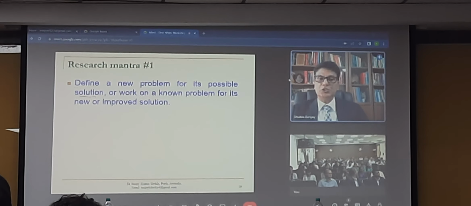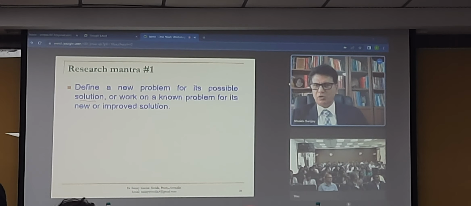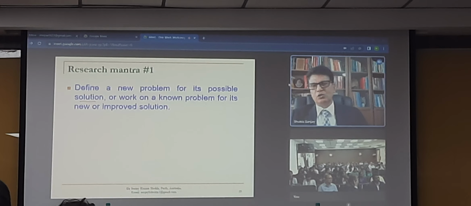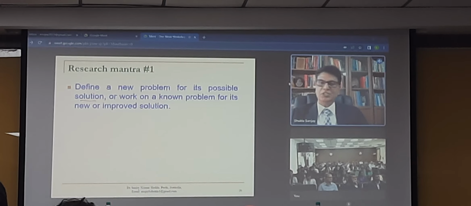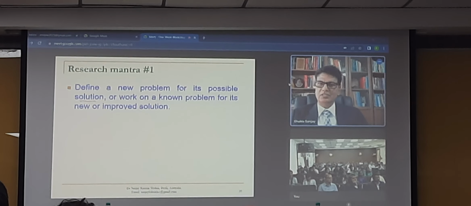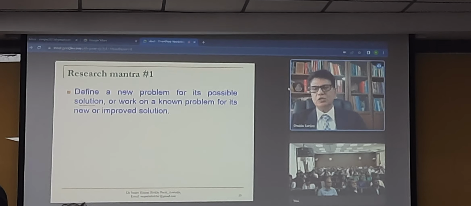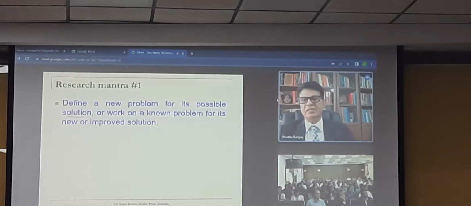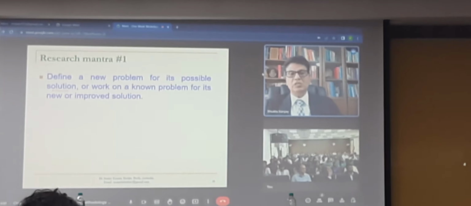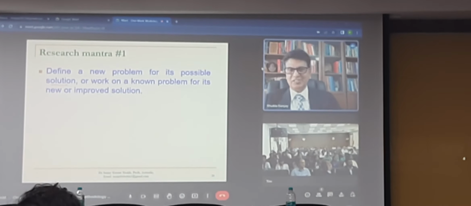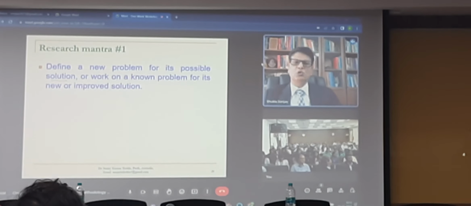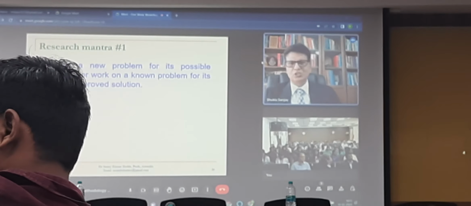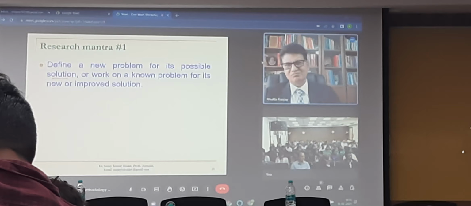So you have to focus on a known problem better. The problem is known, but if a problem is known, there might be a solution, but that solution is not the ideal solution. That solution might not be cost effective. That solution might not be environment friendly. So think about a new or improved solution. That is the way. Most researchers, you can notice, all of us work on known problems.